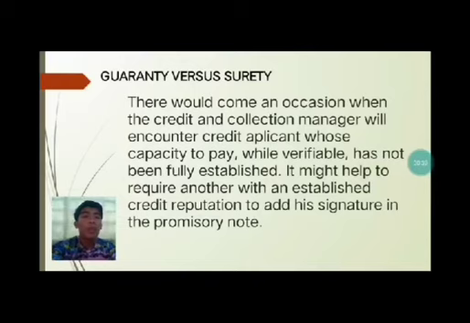So, guarantee versus surety. There will come an occasion when the credit and collection manager will encounter a credit applicant whose capacity to pay, while verifiable, has not been fully established. It might help to require another person with an established credit reputation to add his signature to the promissory note.